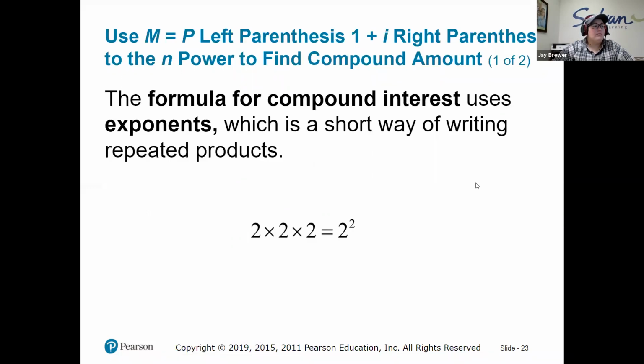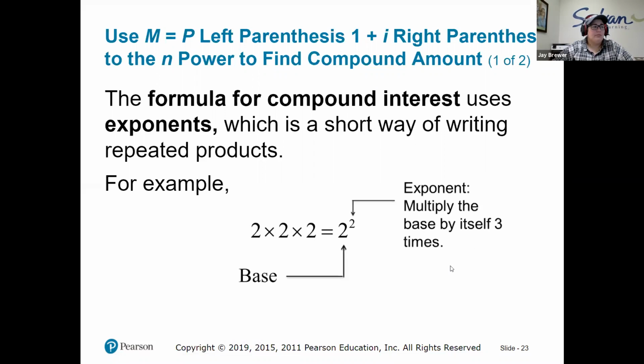The formula for compound interest uses exponents, which is a short way of writing repeated products. You guys know that, yes? This is wrong, by the way. It should be a 3 there. Note how they stated it correctly, but that is incorrect. This should be a 3.